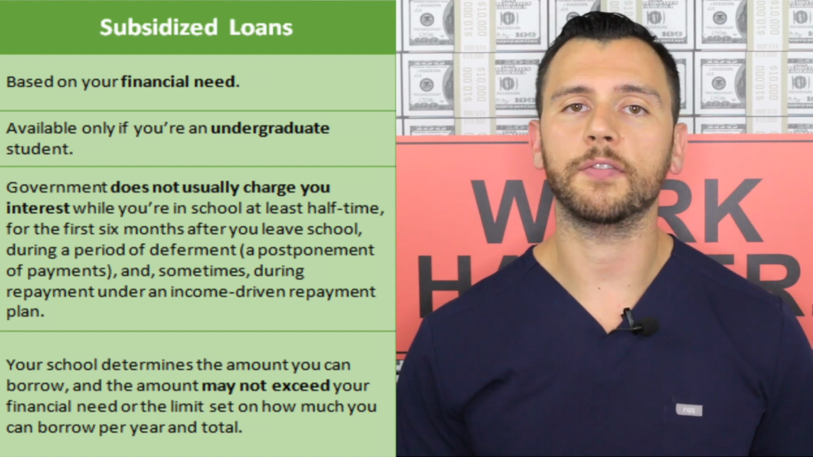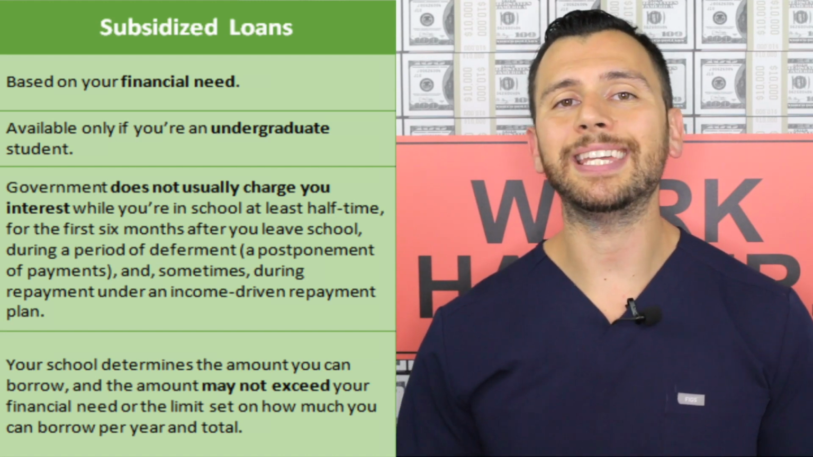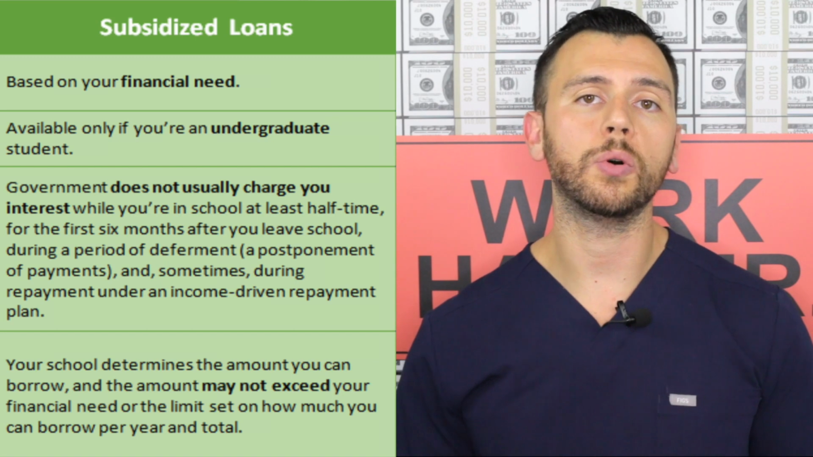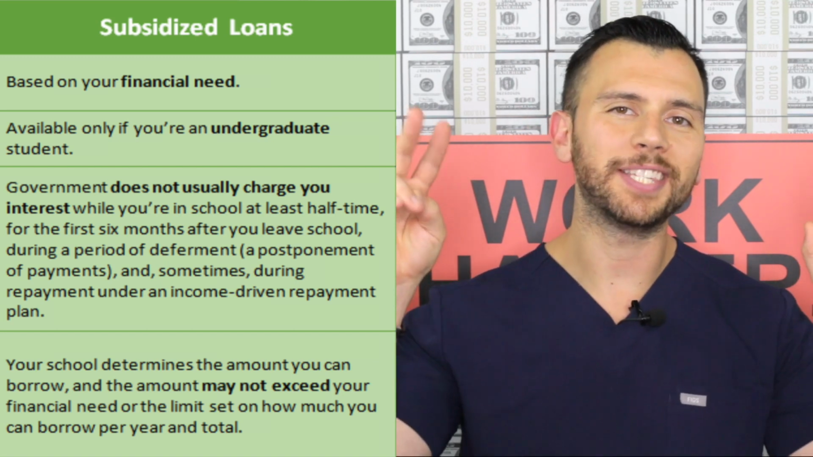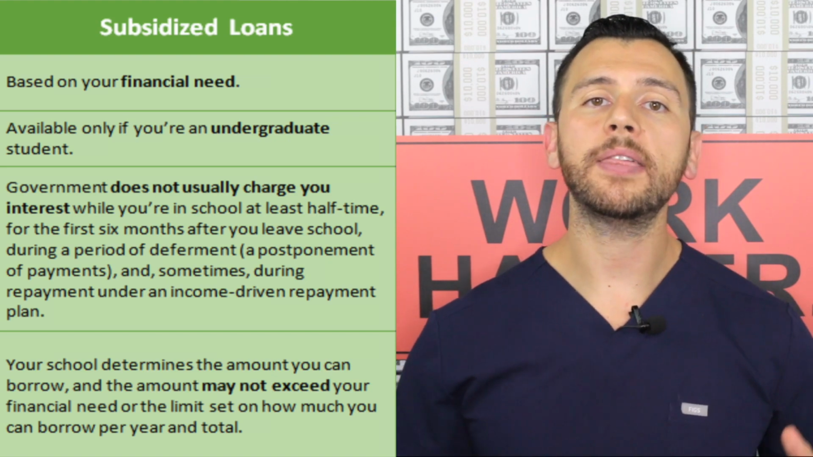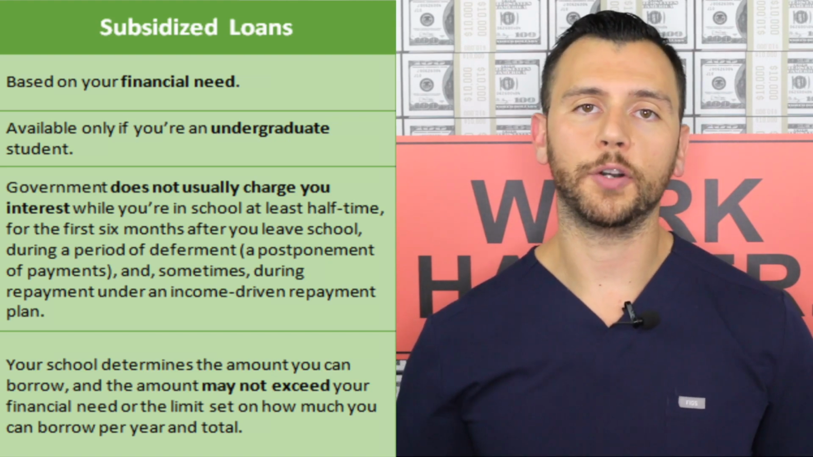If you qualify for these loans, the government will pay the interest of the loan while you're in school and 6 months after you graduate school. Consider this a grace period. Alongside that, they will pay the interest of the loan while in deferment.